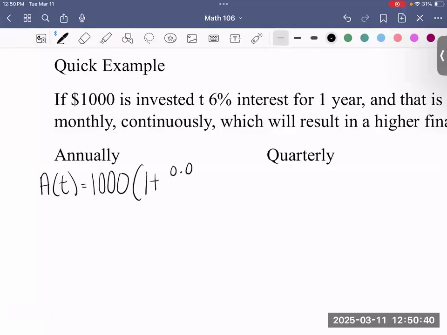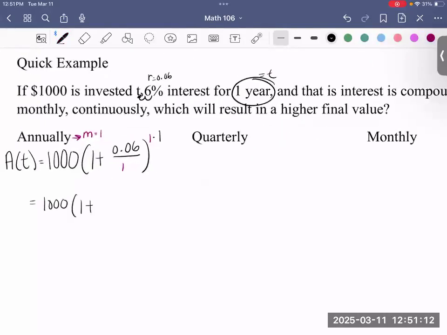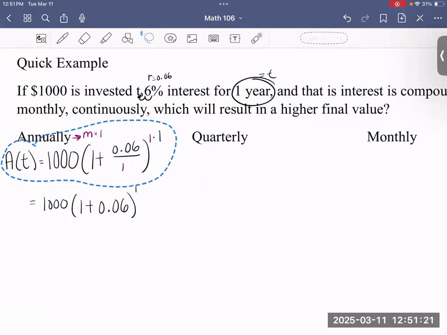We have your rate, 0.06. So rate is 0.06 over, and then, it being annually, what would we use for M? Well, we said annually in the context of a year is just once a year. Then we have M times T, so that would be 1 times your T, which is equal to 1. So for us, we have 1,000 times 1 plus 0.06 to the first power. And I'm just going to copy and paste this.